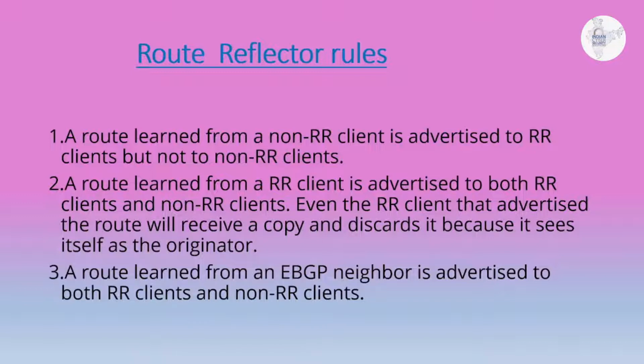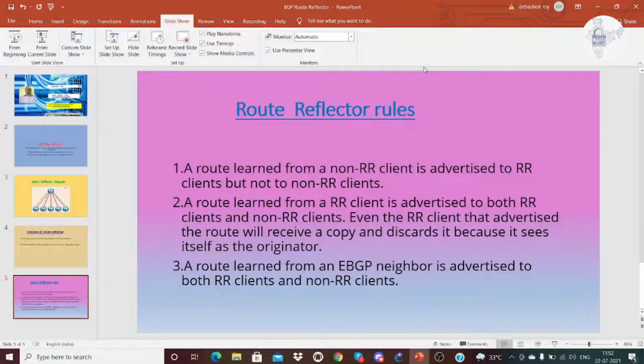Number 3 is, a route learned from an eBGP neighbor is advertised to both route reflector clients and non-route reflector clients. So when a route is coming from the external BGP neighbor, it is advertised to both route reflector and non-route reflector clients. So this is the theory part for the route reflector, and now we are going to configure it using the GNS3 simulator.